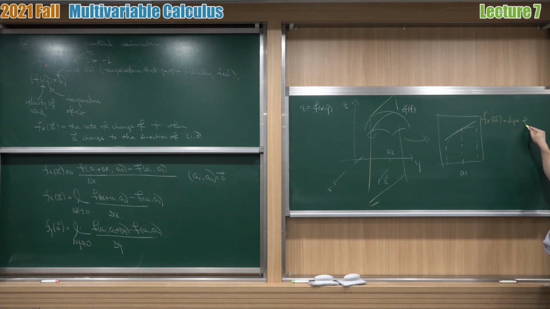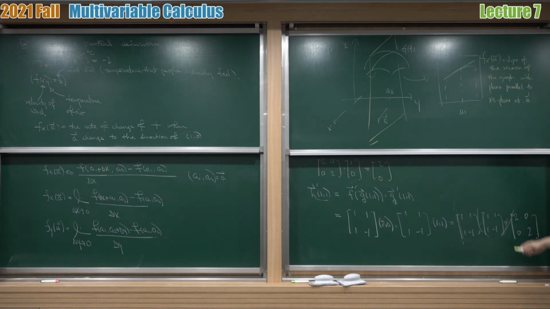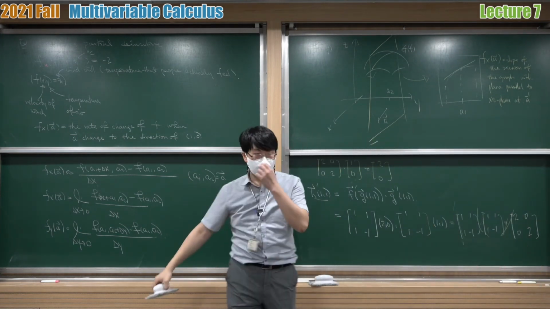So it's the slope of the section of the graph with a plane parallel to the xz plane at A. Okay.